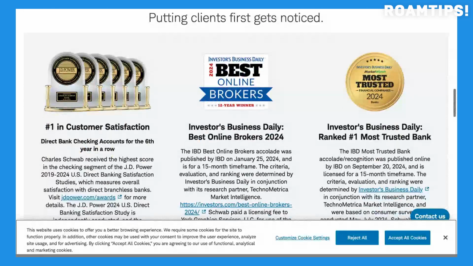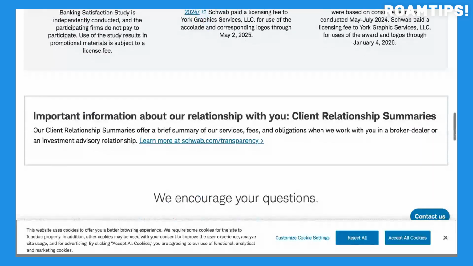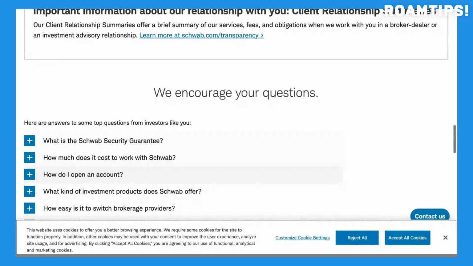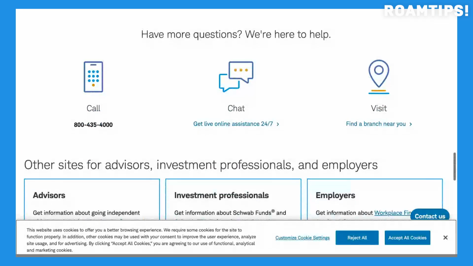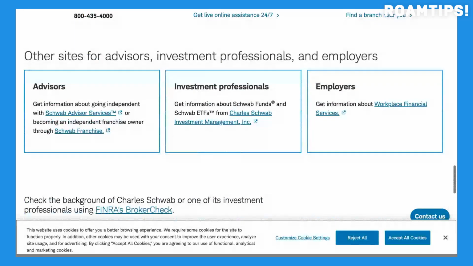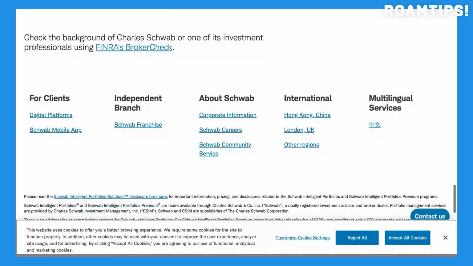Navigating their website can feel a little overwhelming at first due to the sheer volume of information available. However, they've made strides in recent years to improve user experience and streamline their online presence. One of the first things you'll notice is the clean and modern design. The layout is generally intuitive, with key sections readily accessible from the main navigation bar.